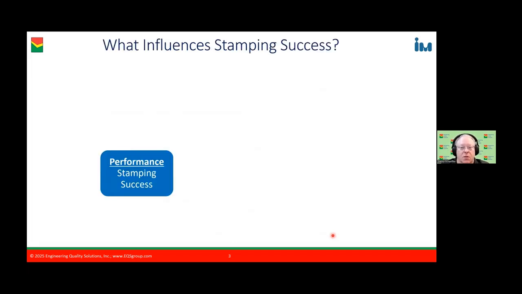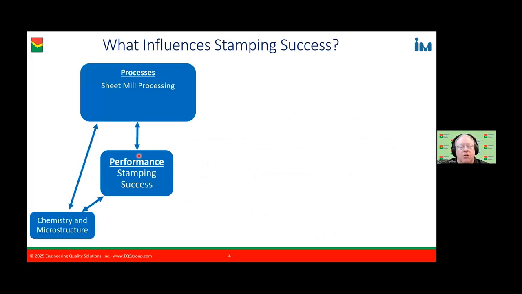But that's me. Let's talk about the potential issues that you're facing. What are the things that might influence stamping success? The bottom line performance comes down to stamping success. What are the things that would affect that? Well, it's the chemistry and the microstructure of the product that you get, as well as the processing that occurred in the sheet mill, be it steel, stainless, aluminum, copper, and so on. Those processes that are used affect the performance.